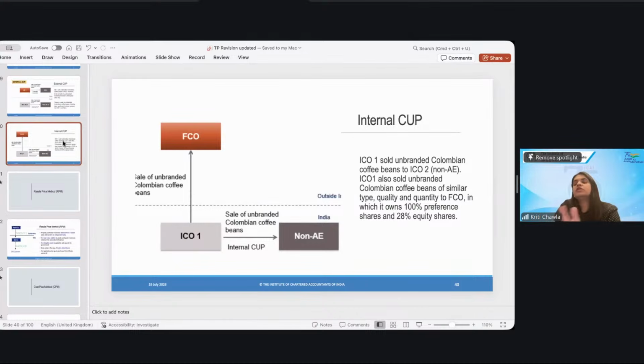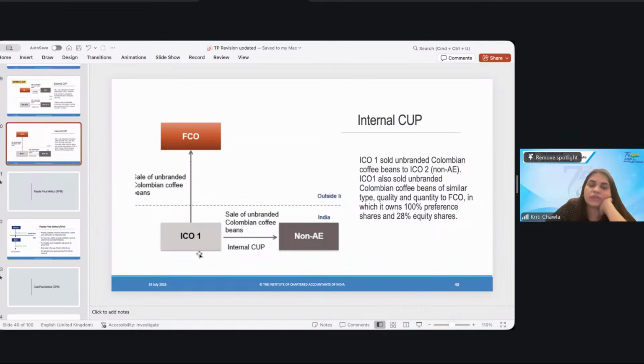There is another kind of CUP, which is called the internal CUP. Now, in internal CUP, let's say that there is ICO 1 and they have sold unbranded Colombian coffee beans to ICO 2, which is the non-AE right here. Now, ICO has also sold unbranded Colombian coffee beans of similar type, quality, and volume to FCO, in which it owns 100% preference share and 28% equity share. Because there is a 28% equity share, that basically means that ICO and FCO are associated to each other.